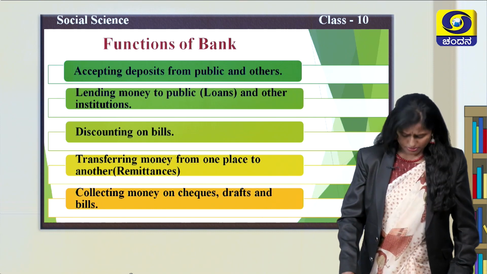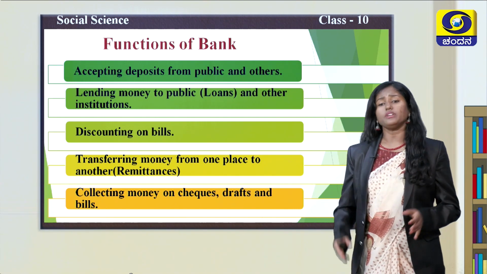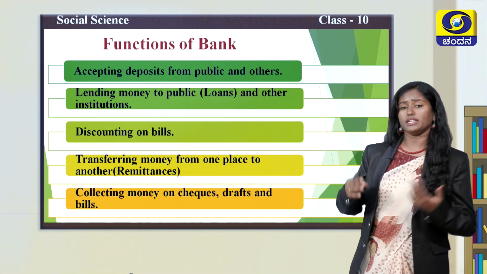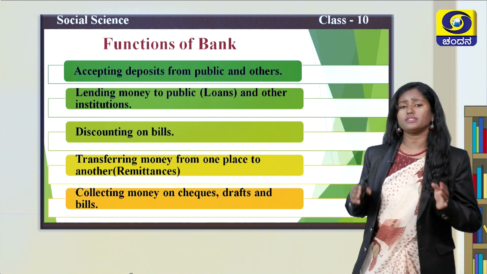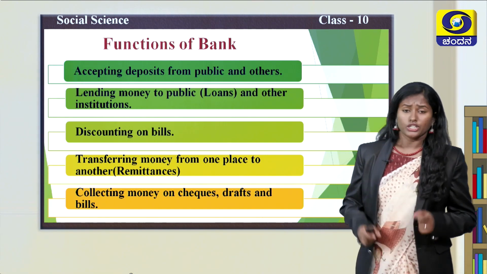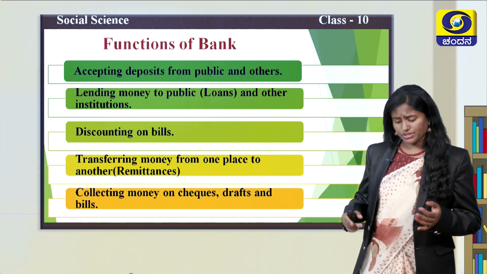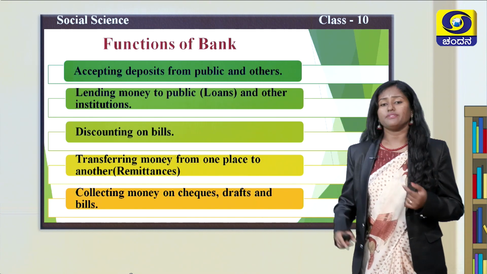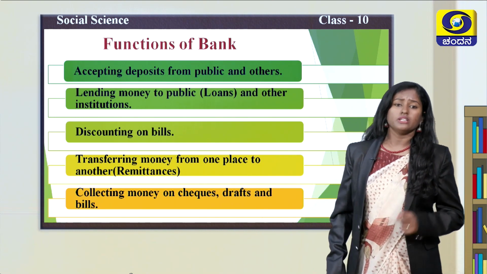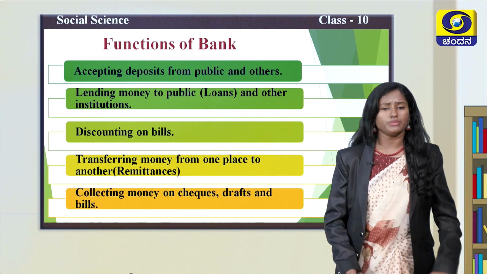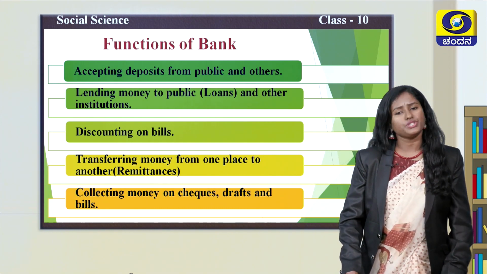Now, transferring money from one place to another. In olden days, you might have seen it would take even 2 days or 3 days to transfer the money, and it had to move on to the other bank, and transferring from one bank to another bank was a great task in olden days. But now, due to technology and the modern world, and with the help of the internet, it is easy for us to transfer money from one place to another, even beyond geographical limits. So, collecting money on checks, drafts and bills. This is also an important point to be noted in the functions of a bank.